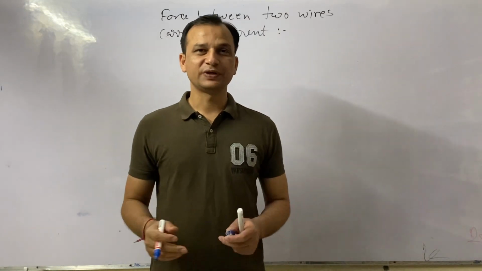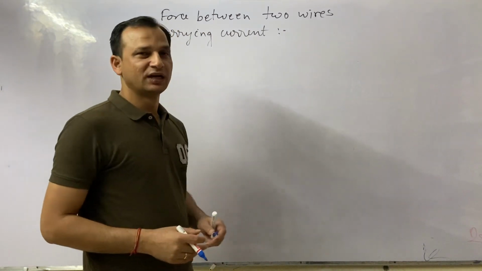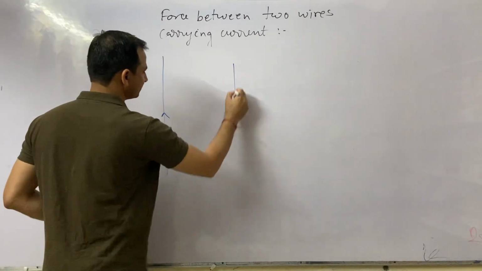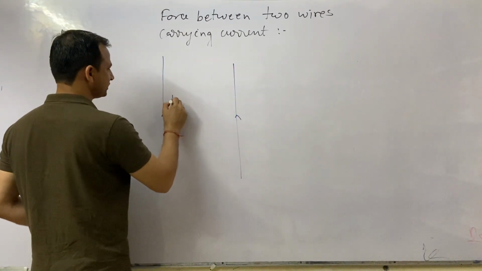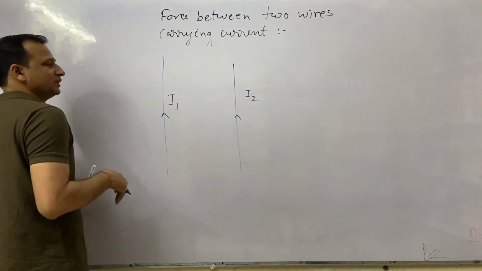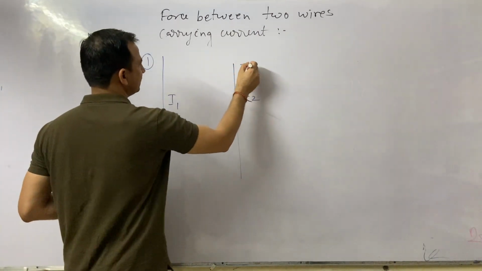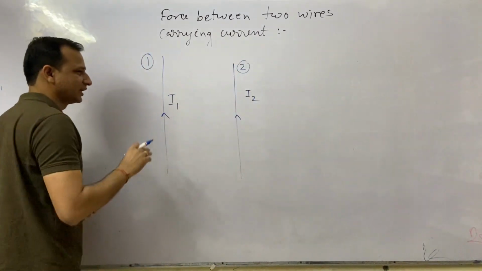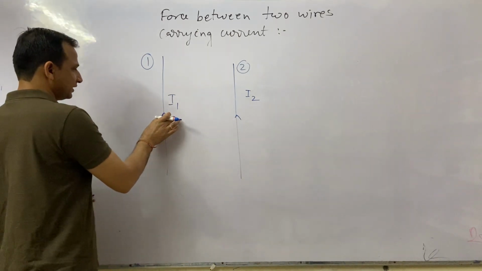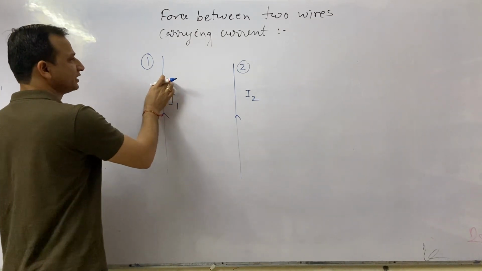Hello everyone. In this video we are discussing the force acting between two wires that are carrying current and kept parallel to each other. So these are the two wires, I1 and I2. Just for notation, I will give this wire number 1 and this wire number 2 so that later on I can refer to them. When this wire is carrying current I1, it will generate a magnetic field around itself.